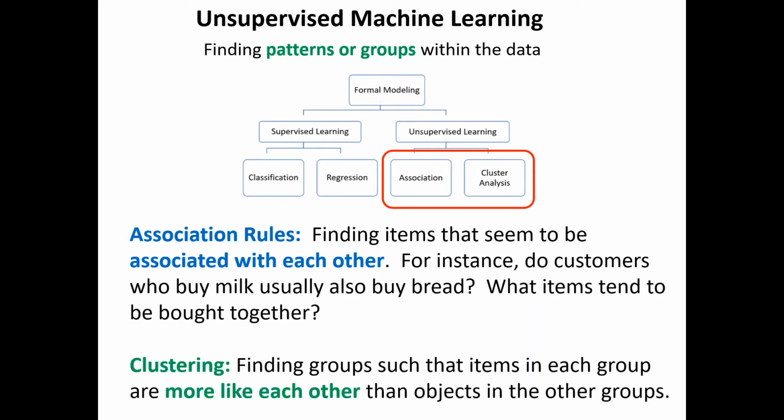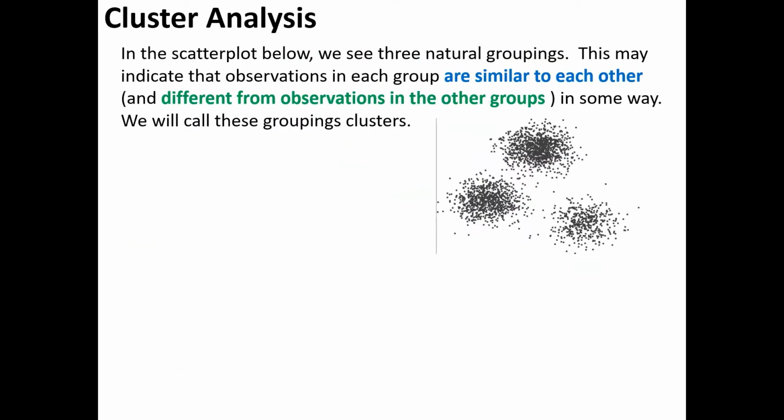So now it's time for us to talk about cluster analysis, which is finding groups such that items in each group are more like each other than objects in the other groups. In this scatter plot below, you'll see that there are three natural groupings. And what that might indicate is that maybe items within each group are similar to each other in some way and different from observations in the other groups also in some way. We would call these groups clusters, and there are reasons why we might want to be able to identify clusters within our data.